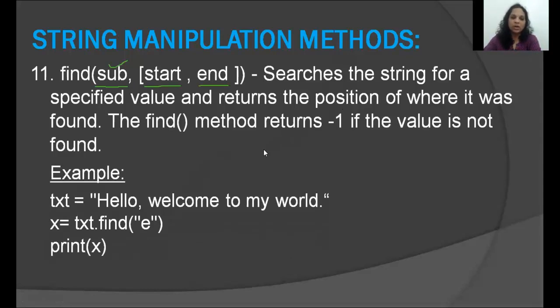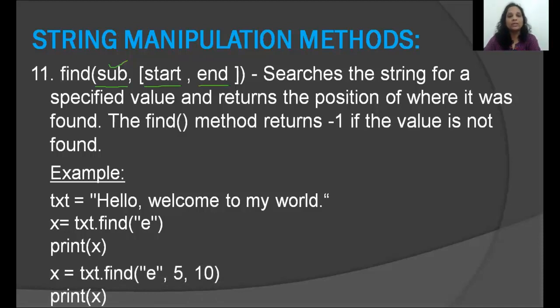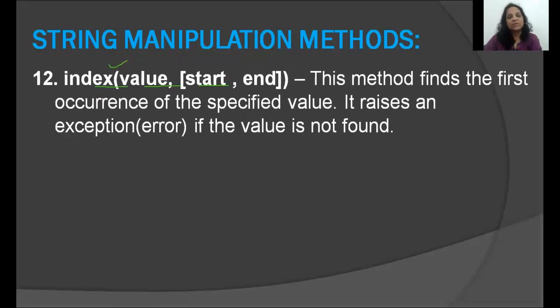Okay, so let me just show you the example here. If that's the string, hello, welcome to my world, and I'm searching for E. Where do you find E? I find E at 2 places, at index location 1 and at index location 8. But it's going to return 1 because it's searching for the first occurrence. But if I wrote E, 5, 10, that means I'm not looking at index location 1. I'm starting at index location 5 and going up to index location 10. Where did I find E? In this scenario, it would return the answer 8. Is that clear?